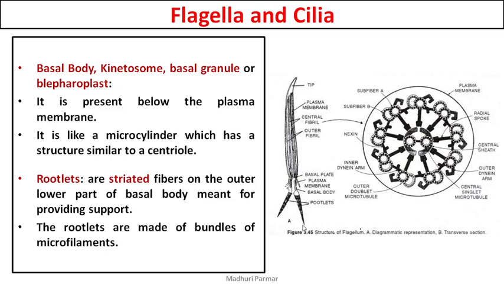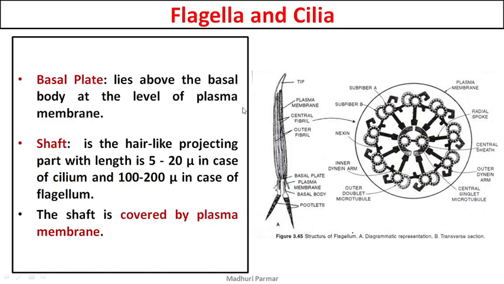So if somebody asks you what these are made up of, they are made up of microfilaments, right? They are made up of actin, and not single actin, but a bundle of actin. Then you have the basal plate. The basal plate is the structure present just above or at the level of the plasma membrane. From the basal plate, you can start seeing the new flagella, the outer part of the flagella or cilia, forming.